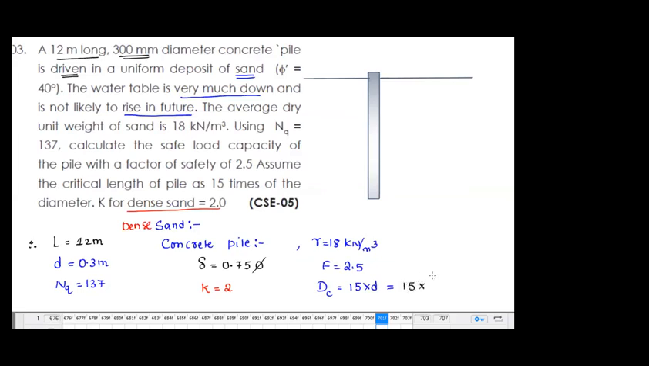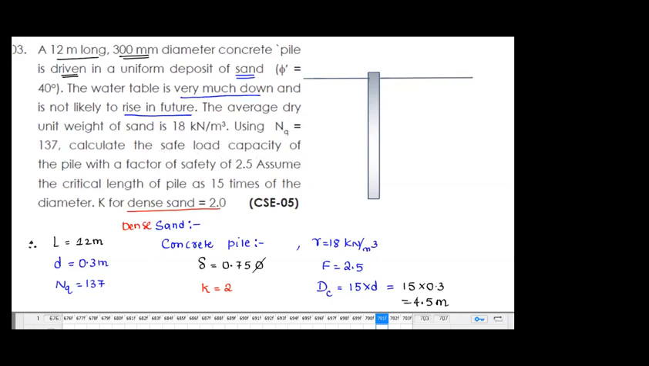So there was one previous GATE question, my dear. Listen to me. There they did not mention the critical length of pile. When they did not mention the critical length of pile, you have to take the length of the pile itself as the critical length. So 15 into diameter 0.3, which is going to be 4.5 meters.